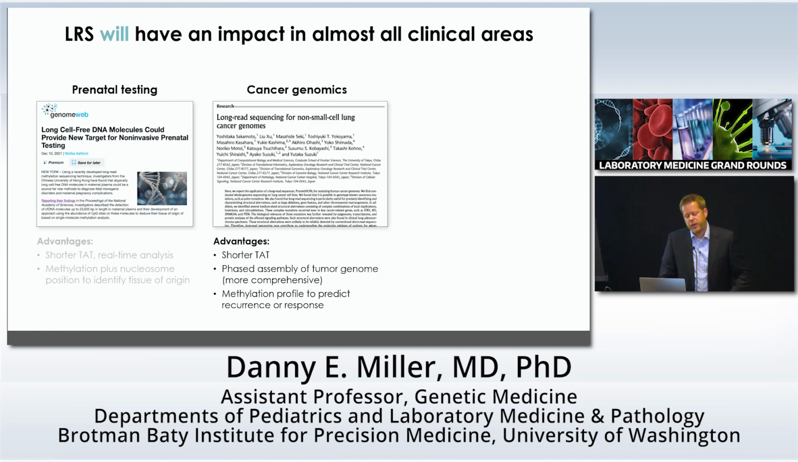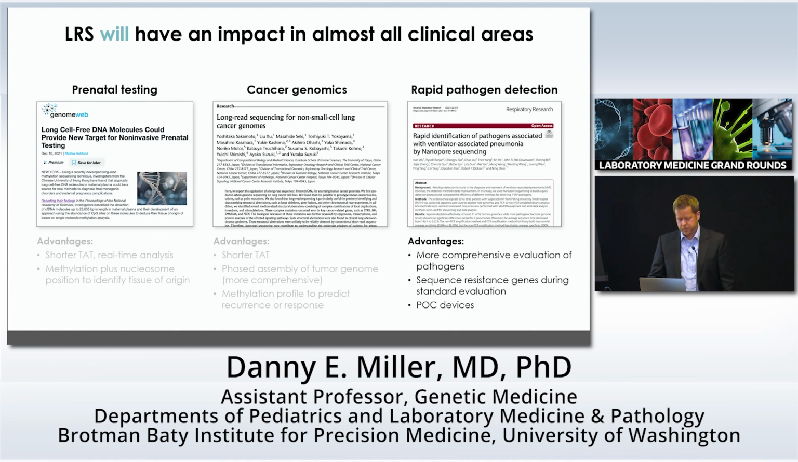Next, I think a lot about how we could use this for cancer testing. First, again, shorter turnaround times. I imagine a day where an individual comes into clinic for a visit, they get blood drawn in the morning, we sequence their genome in 1 or 2 hours, and then we have a phased assembly ready for their clinic visit in the afternoon. That gives us a more comprehensive view of the tumor. It gives us methylation as well, right? So we can use that maybe to predict things like recurrence or response.